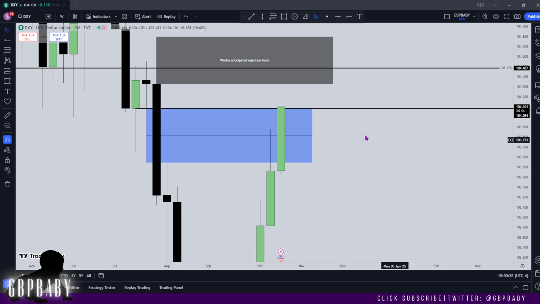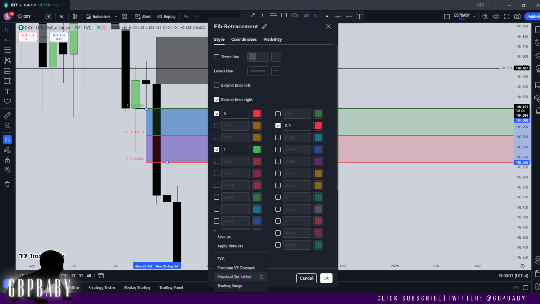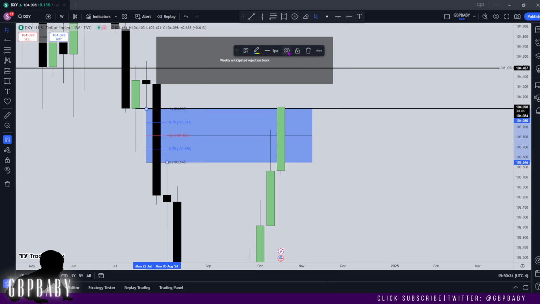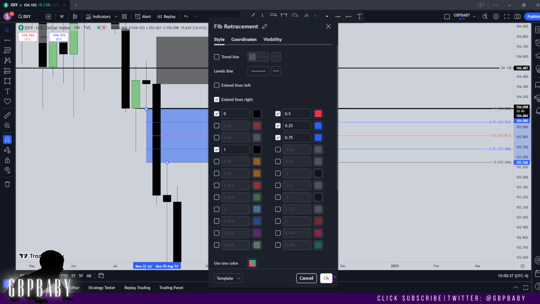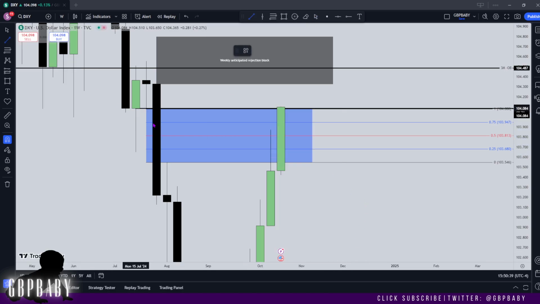What we can do with fair value gaps as well is we can split it up into quarters, which is probably our best bet right now, especially in this context. What I'm going to do actually is just have the lines, because I don't like having big colored boxes. It'll throw me off on the lower time frames. So we have the 50% level right here.